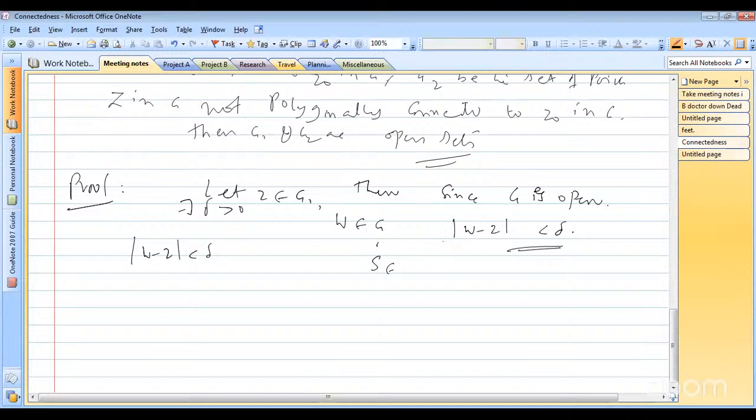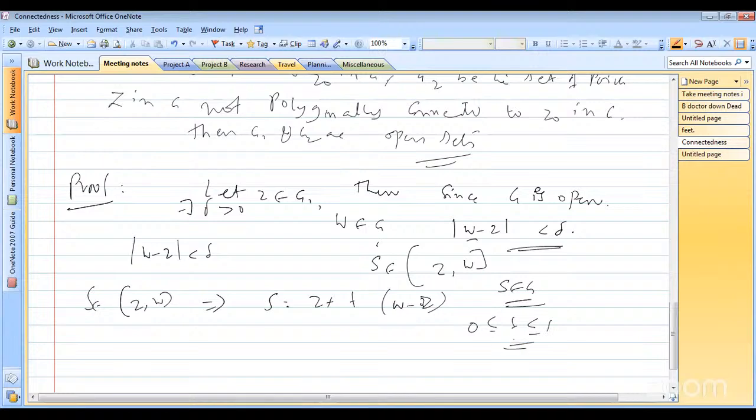Now S belongs to the segment Z comma W. That implies S belongs to T, so we can write S equal to Z plus T into W minus Z, for some T satisfying 0 less than or equal to T less than or equal to 1.